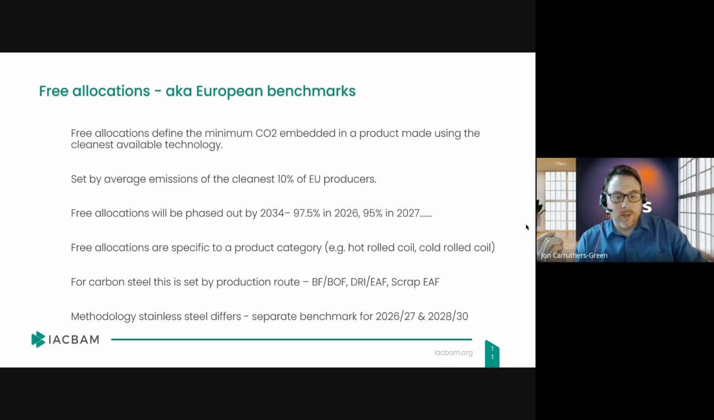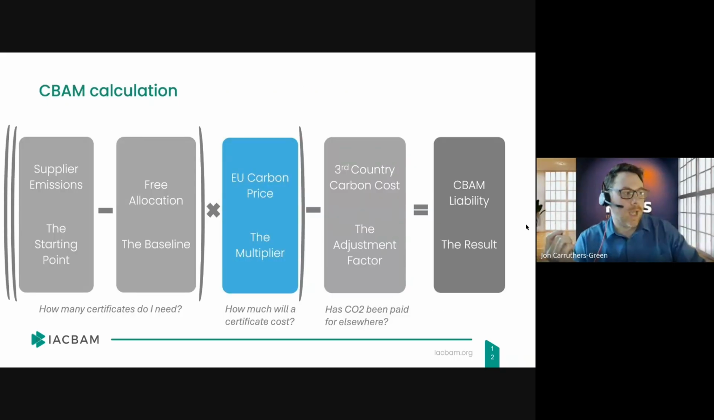So the next thing that we need to look at is one of those still, I'm going to call them unknowns, and that's the EU carbon price. Now, this is the big multiplier, and this is probably one of the largest factors in determining just how much your CBAM cost, your CBAM liability is going to be. And what this essentially does is determine just how much each one of the certificates is going to cost.